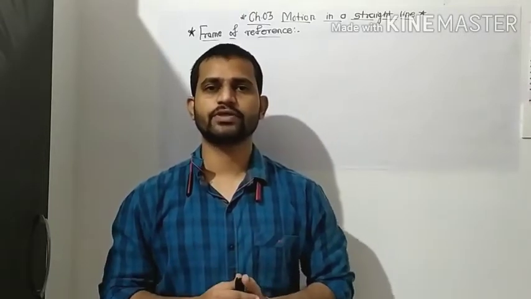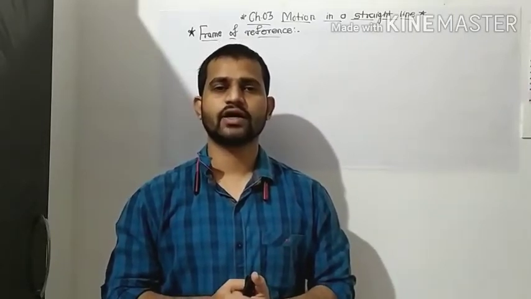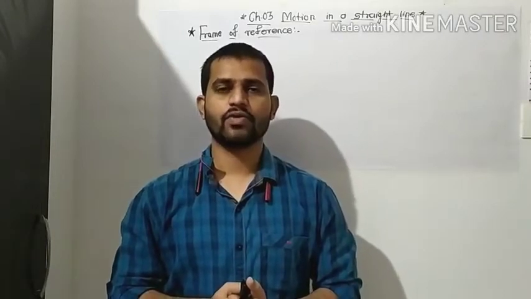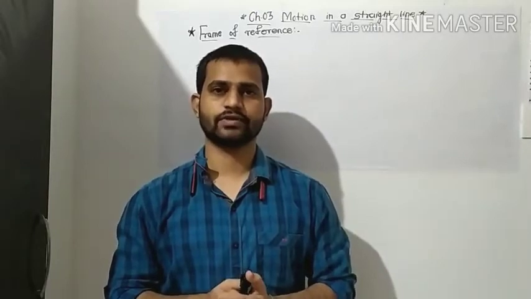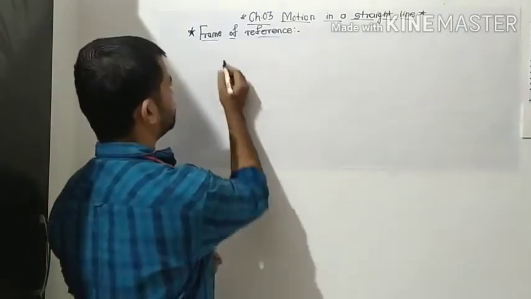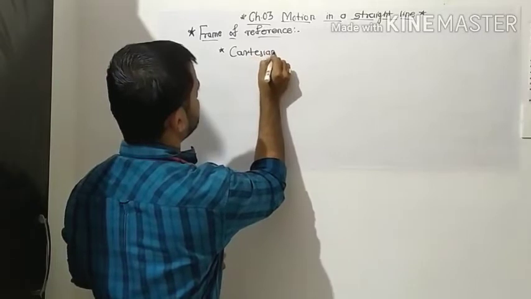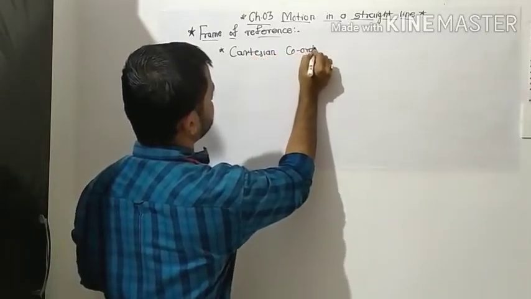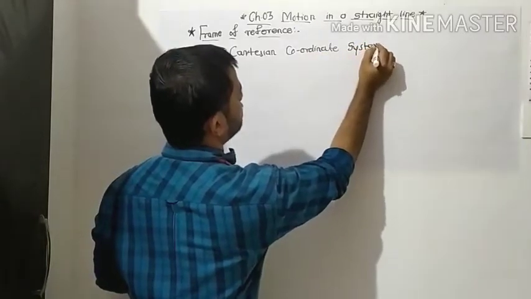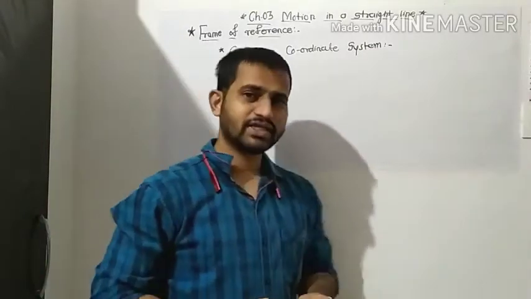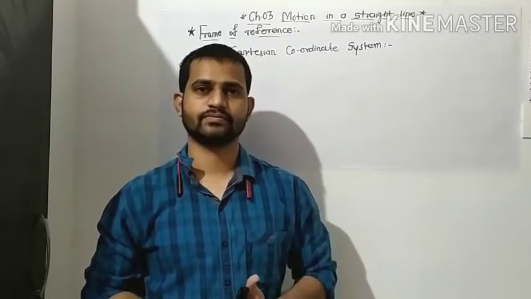For that purpose we have derived one system of axes, known as the Cartesian coordinate system. For our convenience we have discovered the Cartesian coordinate system. Why is it known as Cartesian? Because the scientist Cartesian discovered it. By using this Cartesian coordinate system, we can have universal acceptance.